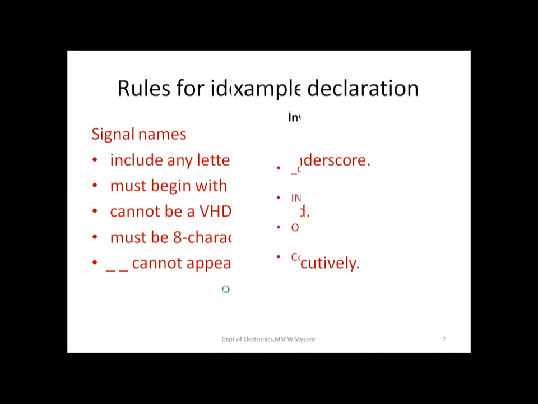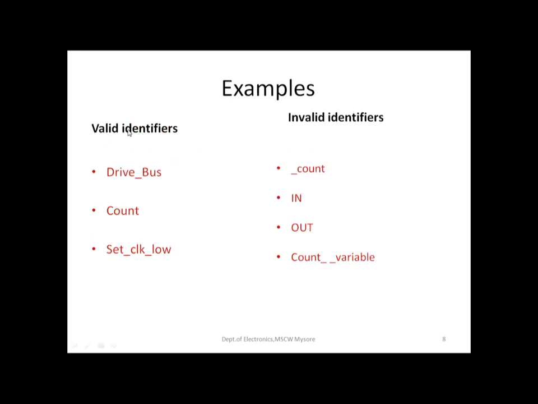Next, let us study the examples for the valid identifier. I already told this is a basic identifier. It is a set of characters. You can use the characters capital A to Z and small a to z. You can use the underscore also. This is one example, this is another example, and this is another example. And this is your invalid identifier. That means your signal name or identifier name cannot start with an underscore character.